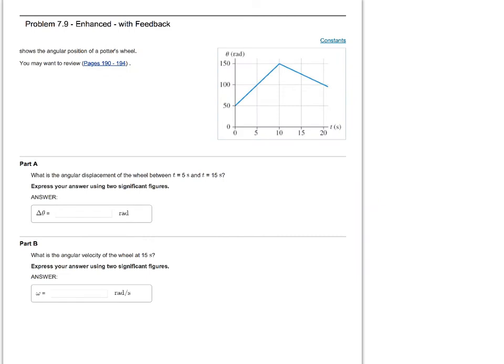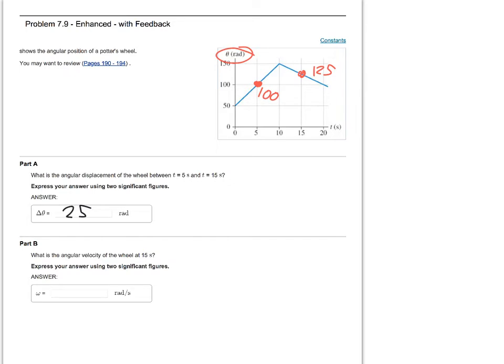For this problem, we have an angular motion graph, and in this case, it's a position versus time graph, so we do want to keep that in mind. And what it's asking is, what is the angular displacement of the wheel between 5 seconds and 15? In order to get that from a position graph, we're simply going to read the graph. So we look at 5 seconds, we're at 100. At 15, we're at an angular position of 125 radians. So that means our displacement, our change, is just going to be 25 radians because we go from 100 here to 125.